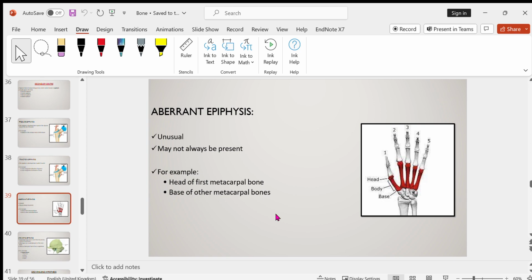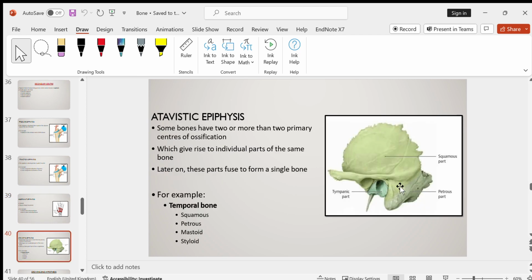Next is the aberrant epiphysis. It is an epiphysis that is unusual and it may not always be present. For example, in the head of the metacarpal bones or in the base of the metacarpal bones.